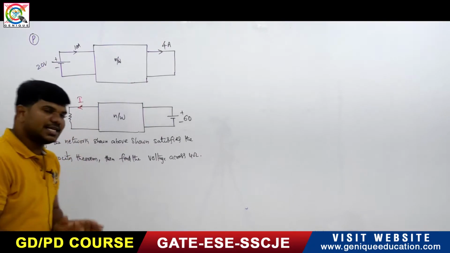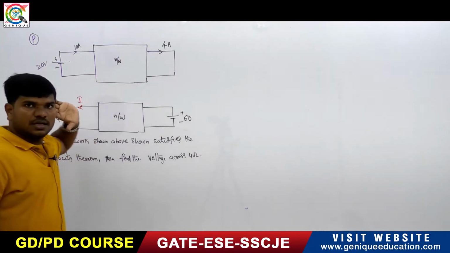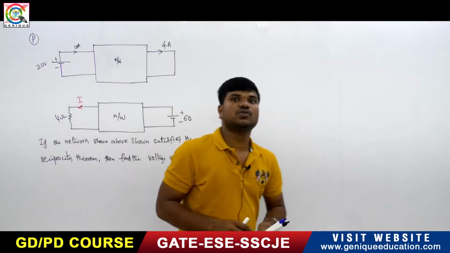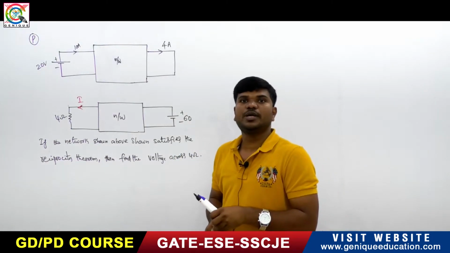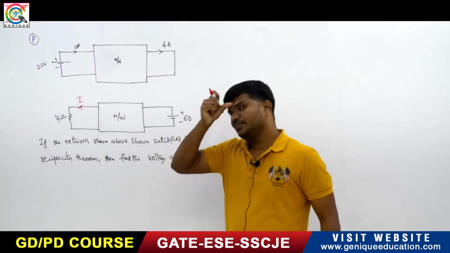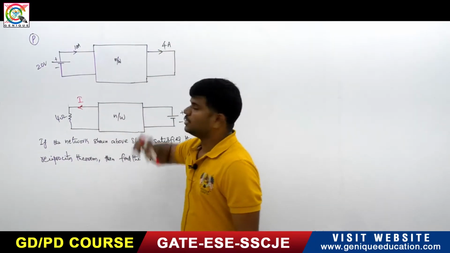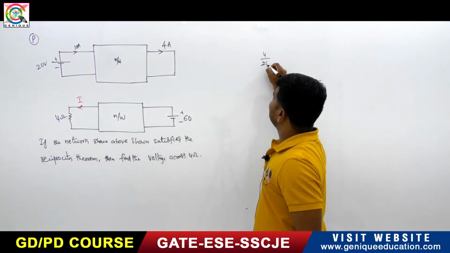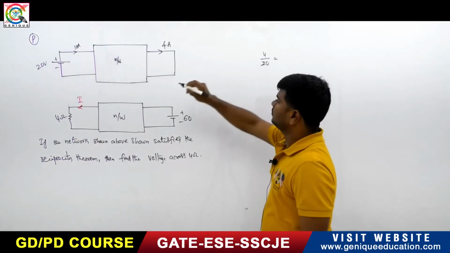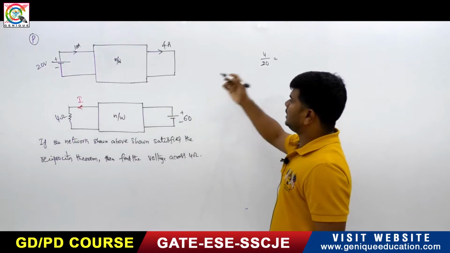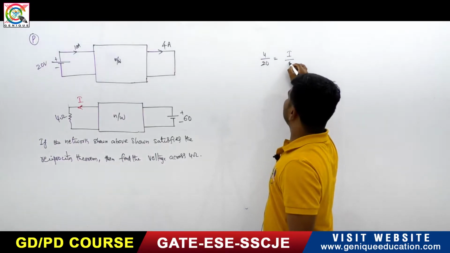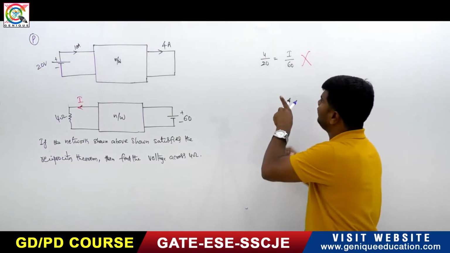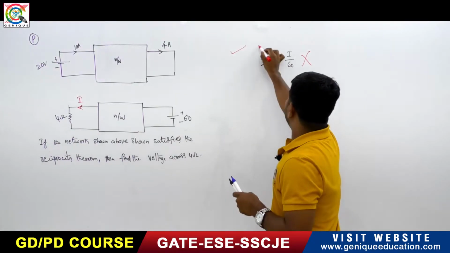But the question is not like this, okay? Here one resistor is given. So whenever the resistors are placed like this, you have to be very careful. You cannot directly write the reciprocity theorem. See, if you write like this, that means 4 divided by 20 is equal to I divided by 60. Okay, if you write like this, it is a wrong thing, you have to identify. This is a very, very important point to be considered. Okay, it is a wrong thing.